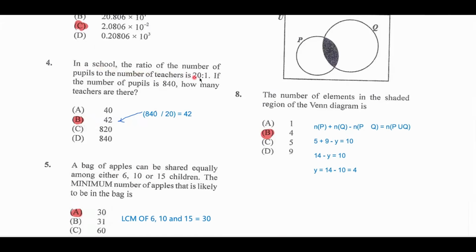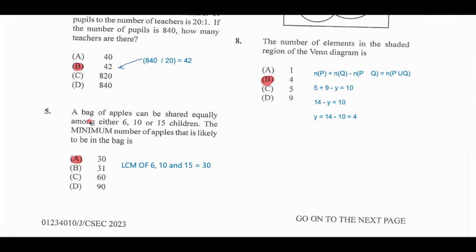Number 4, in a school, the ratio of the number of pupils to the number of teachers is 20 to 1. If the number of pupils is 840, how many teachers are there? Simply put, if there are 20 students to every one teacher, just divide 840 by 20, you'll get 42, and multiply 42 by 1 to get you back 42, right? So 42 teachers in that school, that's B.